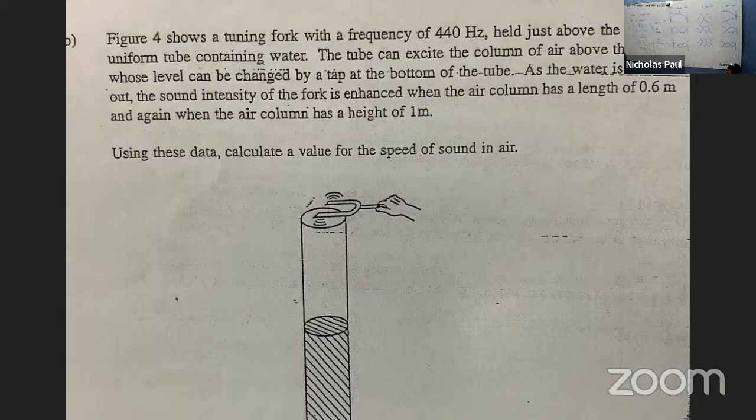Yeah, v is equal to f lambda. Right, so the trick is to get lambda. How are we getting lambda? How do you find it? And the speed of sound is how much? 300 and something, right? So you should get around 320, 330, around there.